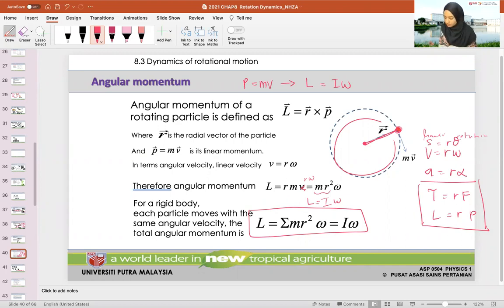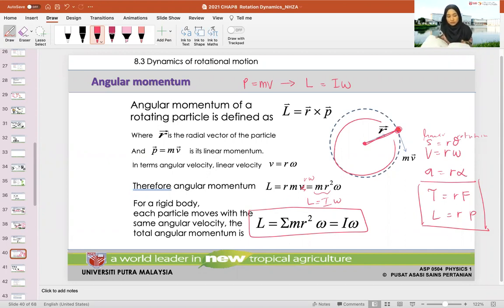So L is equal to, let's see. Can't find it. Did anyone find it? So it's kilogram times meter squared per second. MV, kilogram. Oh, straightforward. Okay.